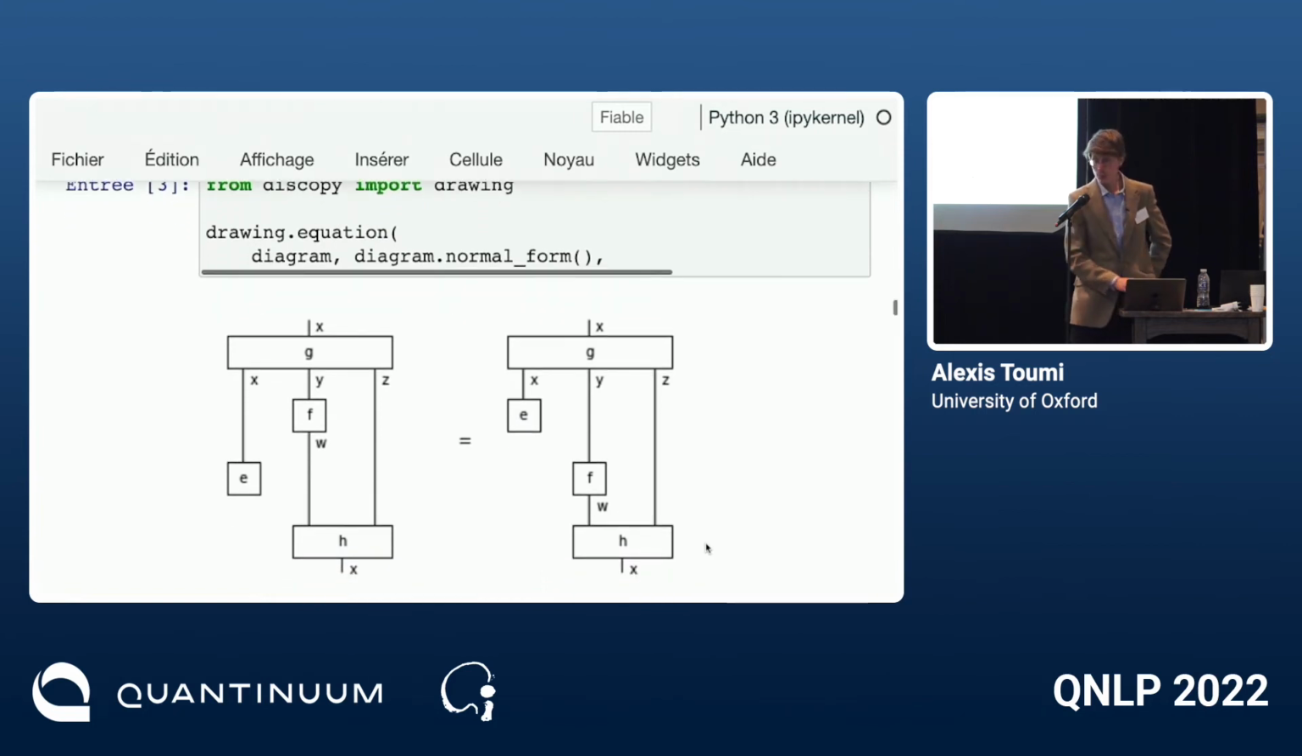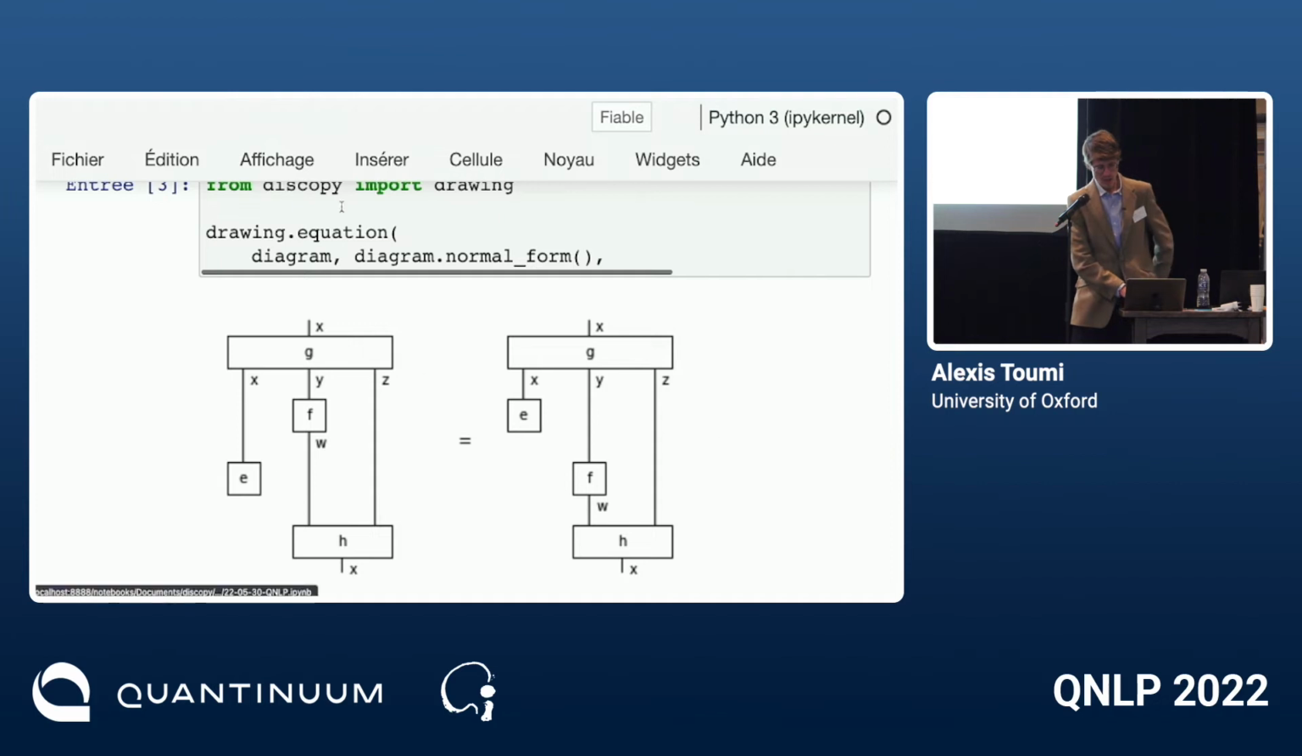So as you just noticed, these two diagrams will be equal in the sense that here the boxes E and F are independent. There are no wires in between them. So it doesn't matter whether I first do E on the left and then F on the right, or vice versa. And that's called the interchanger.